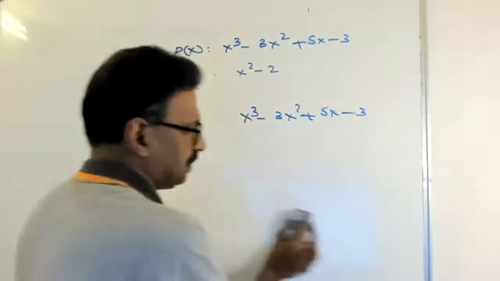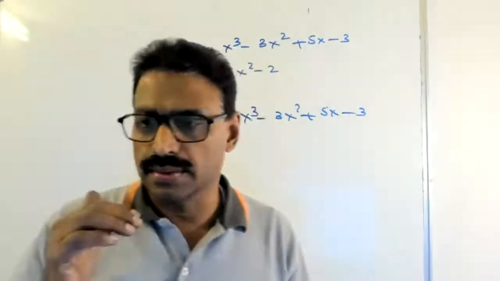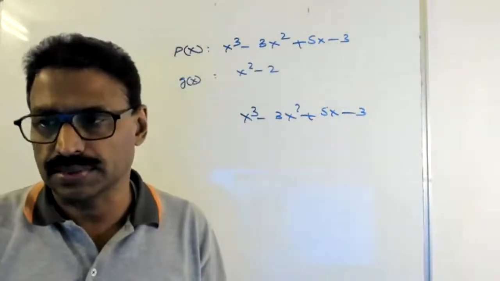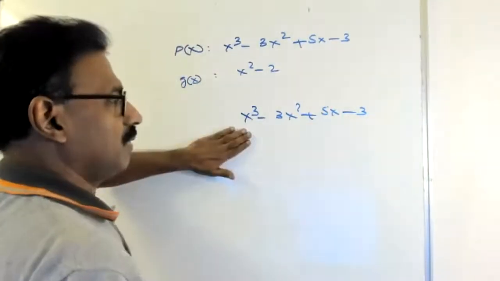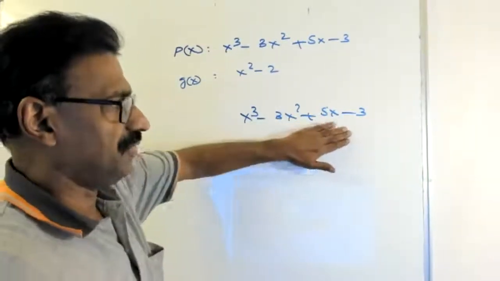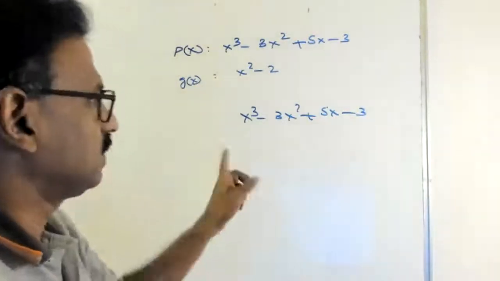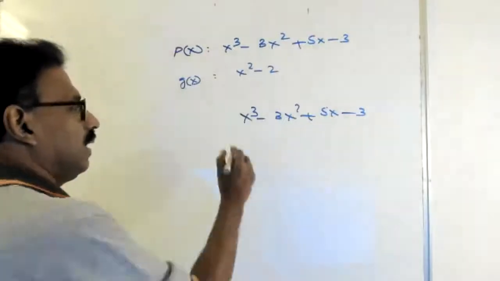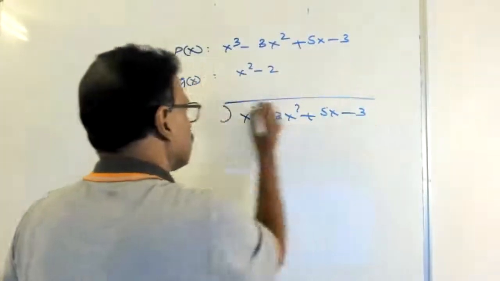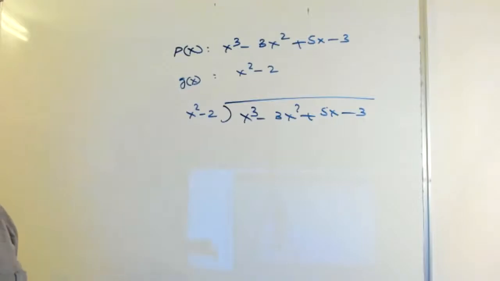Okay, I'm going to start the division. I hope everyone is okay with subtraction and addition of numbers. That's important. Today morning we discussed that. Look, x cube minus 3x square plus 5x minus 3. Check all the terms are there. 3, 2, 1, 0. That's okay. Then divided by x square minus 2. Term by term, you learned it already in class 8 and 9.